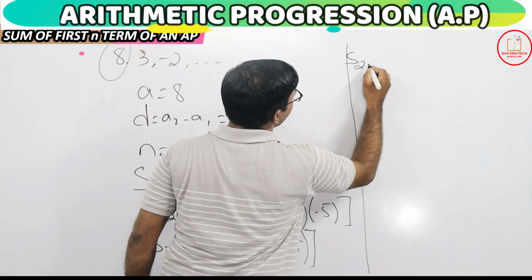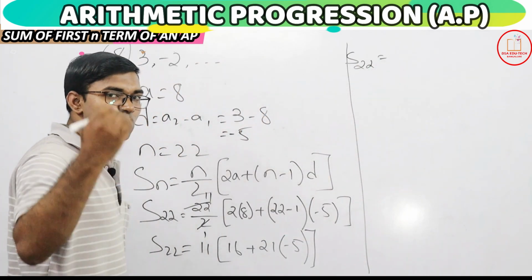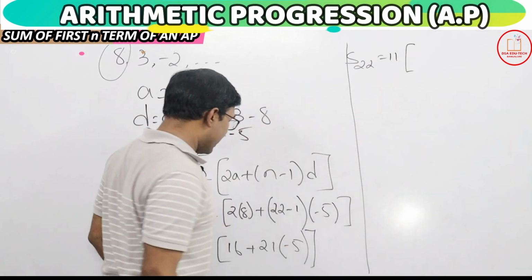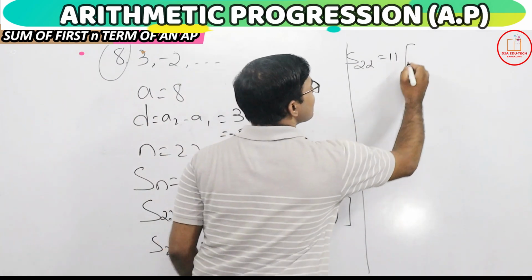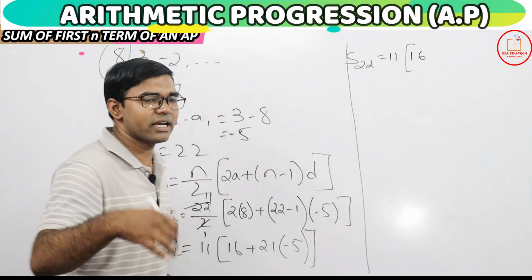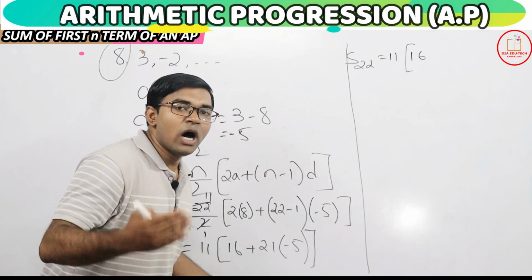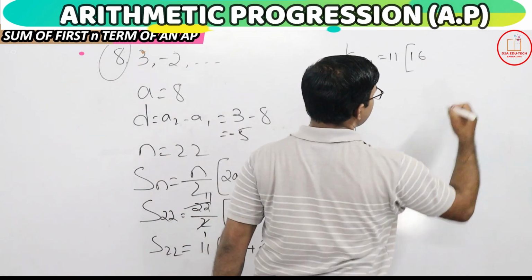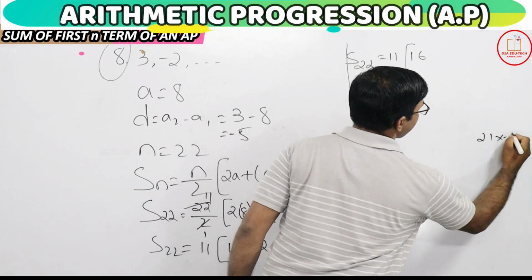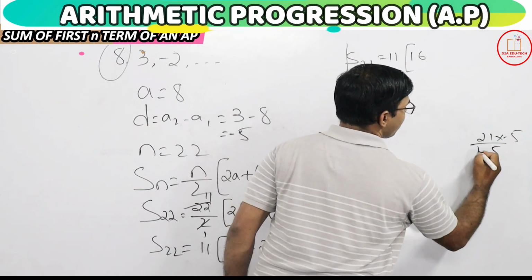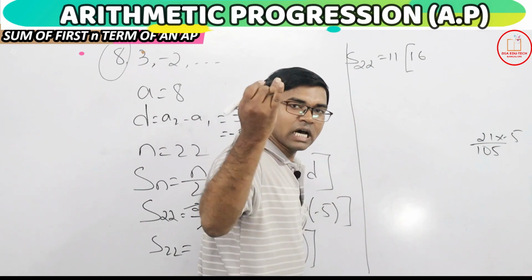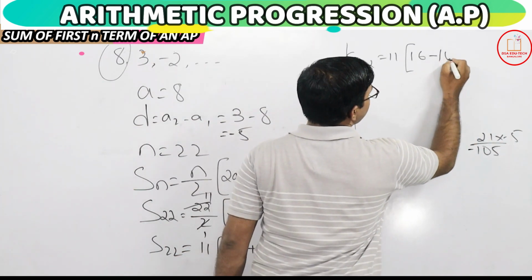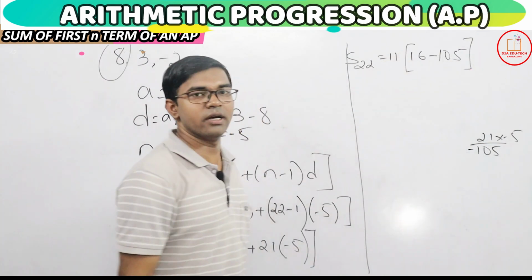So S22 equals 11, I would write as it is, and then I would write the 16 as it is again. Now I need to multiply 21 into 5. If I multiply 21 into minus 5, 5 ones are 5 and 5 twos are 10. Since it is minus, I am going to get minus 105. So let me write the same value, minus 105 over here.